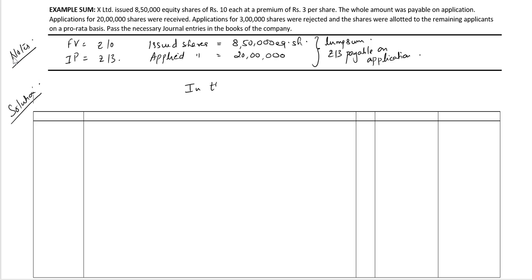In the books of X Limited, journal, date, particulars, LF number, debit rupees, and credit rupees.